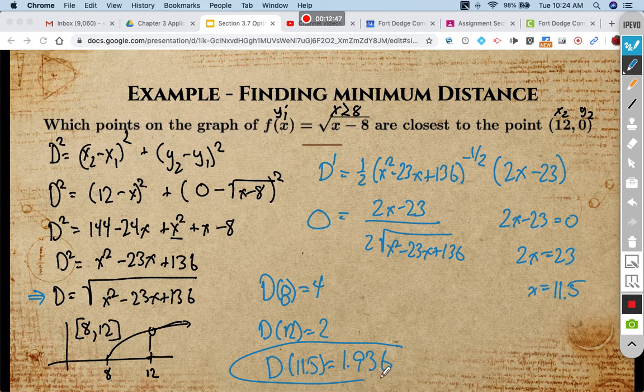So I say this is my minimum. So my answer is the point 11.5, 1.936 is the point on the graph f of x minus 8 that is closest to the point 12, 0. Ready for another one?